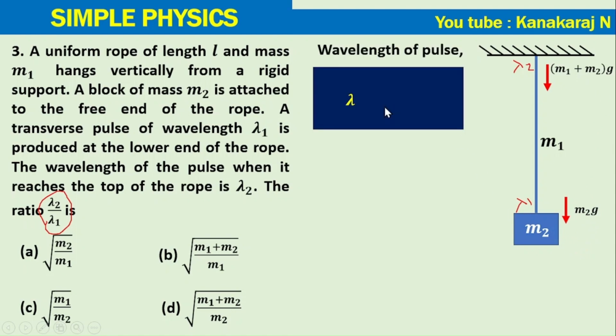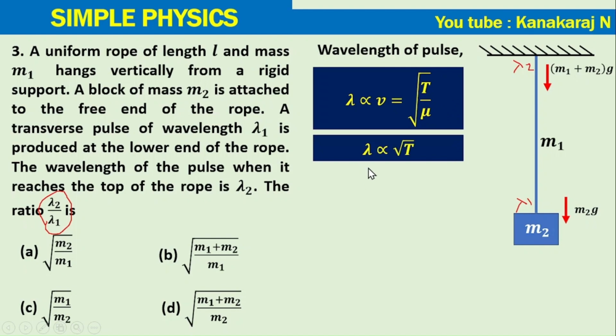The wavelength of the pulse is given by the formula lambda, which is proportional to V, equals root of T upon mu. T is the tension, mu is the mass per unit length of the rope. So lambda is proportional to the square root of tension. Therefore, lambda 2 upon lambda 1 equals root of T2 upon T1.